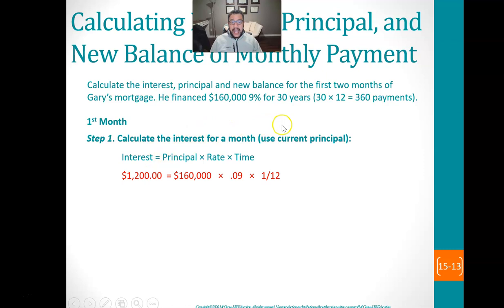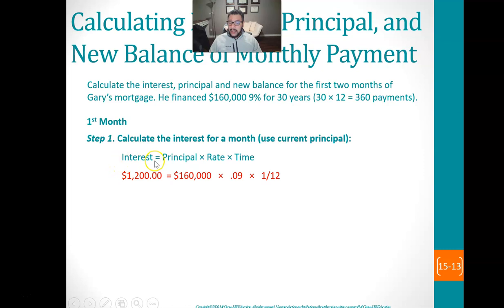So what we have to do is we first say we know that our principal and interest payment is $1,288, but we need to figure out what the principal is or what the interest is so that we can pay our interest first, and then the rest goes to principal. So let's look at this. Interest is P times R times T, principal times rate times time.